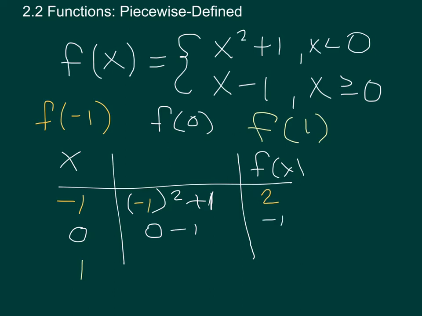My last number is 1. I'm going to plug it in. 1 is greater than 0, so I'm going to plug it in here. So I'm going to get 1 minus 1, which gives me a 0. In other words, when I plug in -1 into my function, I get 2. When I plug 0 into my function, I get -1. And when I plug 1 into my function, I get 0.